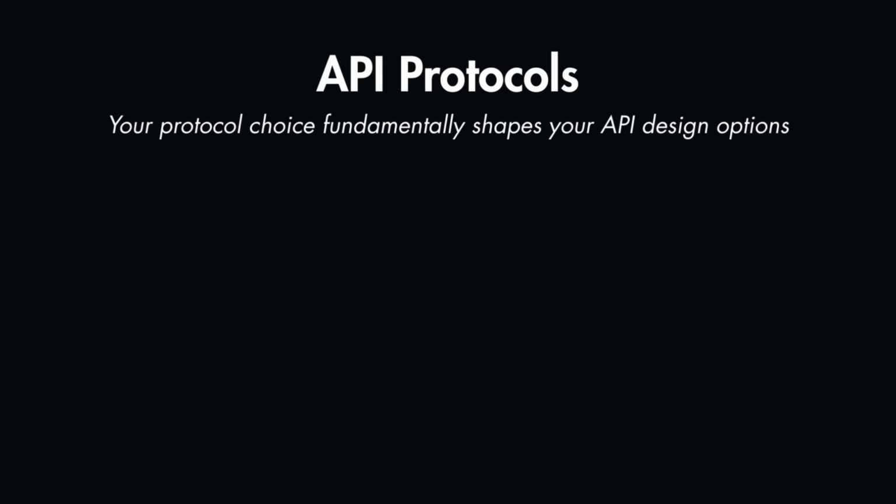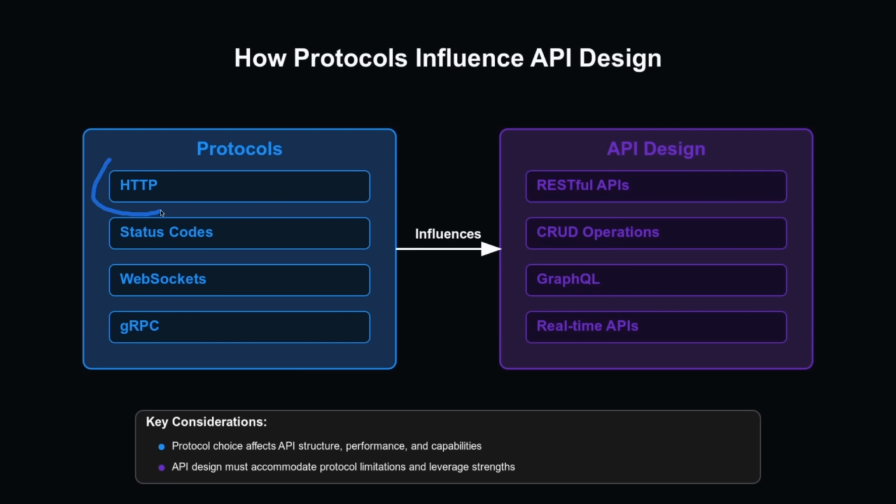Now each of these APIs uses different protocols, and we will learn more about these in the next lesson, but basically your protocol choice will fundamentally shape your API design options. For example, the features of the HTTP protocol directly enable RESTful capabilities, so it makes more sense to use HTTP along with RESTful APIs, because it also provides you with status codes, and these are great to be used with CRUD operations that you will have in RESTful APIs.